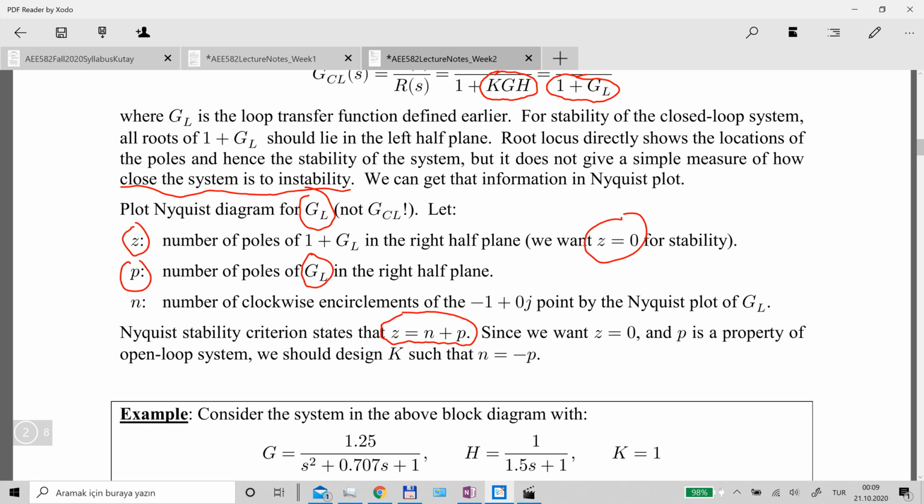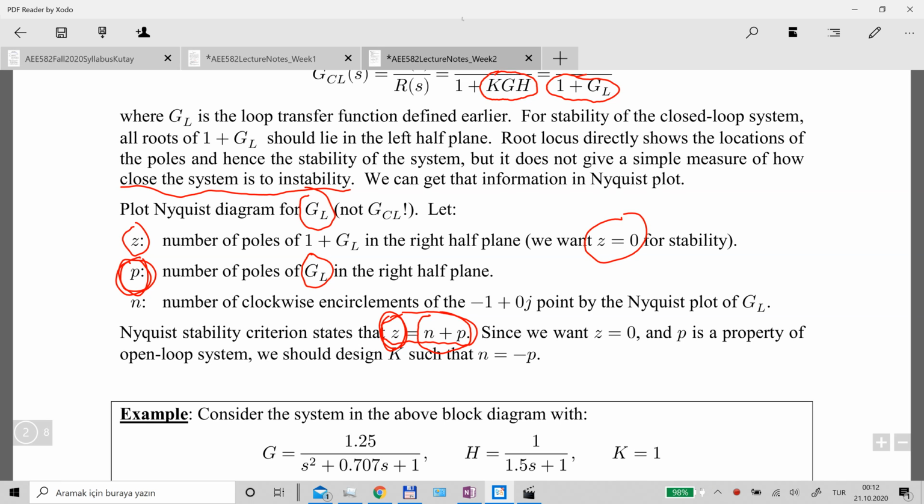So without closing the loop, you already know the number of unstable poles of the loop transfer function. You know what P is. And when you draw the Nyquist plot, you can count the number of encirclements, which will give you the N number. Adding these up will tell you if your system has any unstable poles in the closed loop or not. If that turns out to be 0, then you're good. Then you can say that the closed loop system is stable.